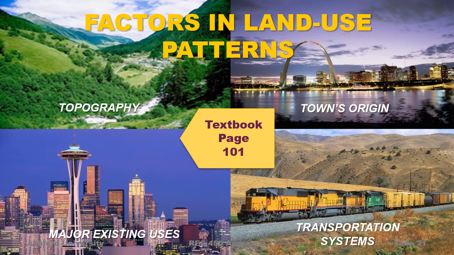The factors in land use patterns include topography, as shown here in the green mountains with trees. The town's origin also is important because of the growth patterns that develop based on that. Major existing uses are not factors that will be changed anytime soon. Transportation systems define and determine land uses as well.